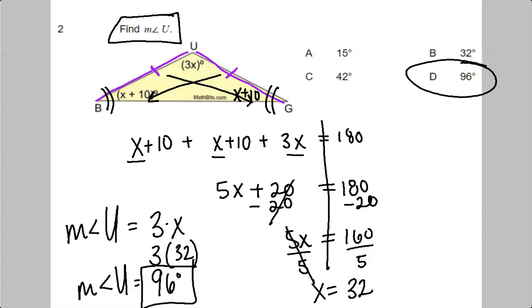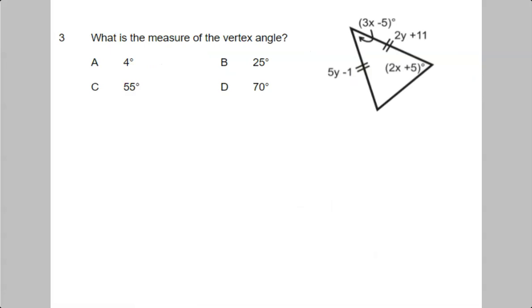All right, let's go ahead and jump to the next. So number 3, we want to know what the measure of the vertex angle is. Okay, vertex angle. So that's vocabulary that we do need to know. So vertex angle is not the base angles. So again, your vertex angle is not the base angles.